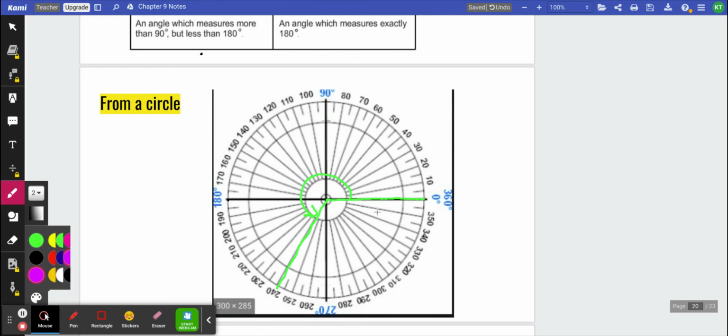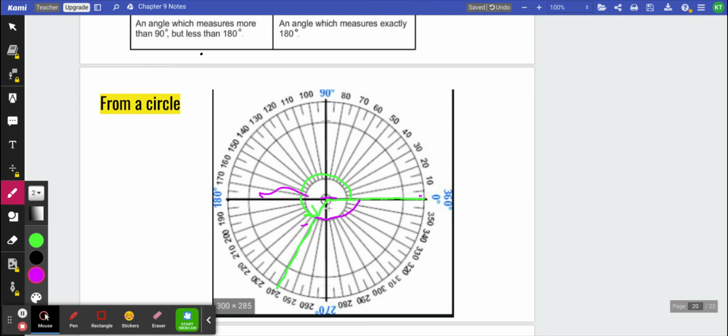However, if I were just to change directions and go this way, there's 90, 100, 110, 120. So I could go 120 in the other direction. That's why we really only need the values between 0 and 180 when we're doing our measurements. It's just a reference angle.